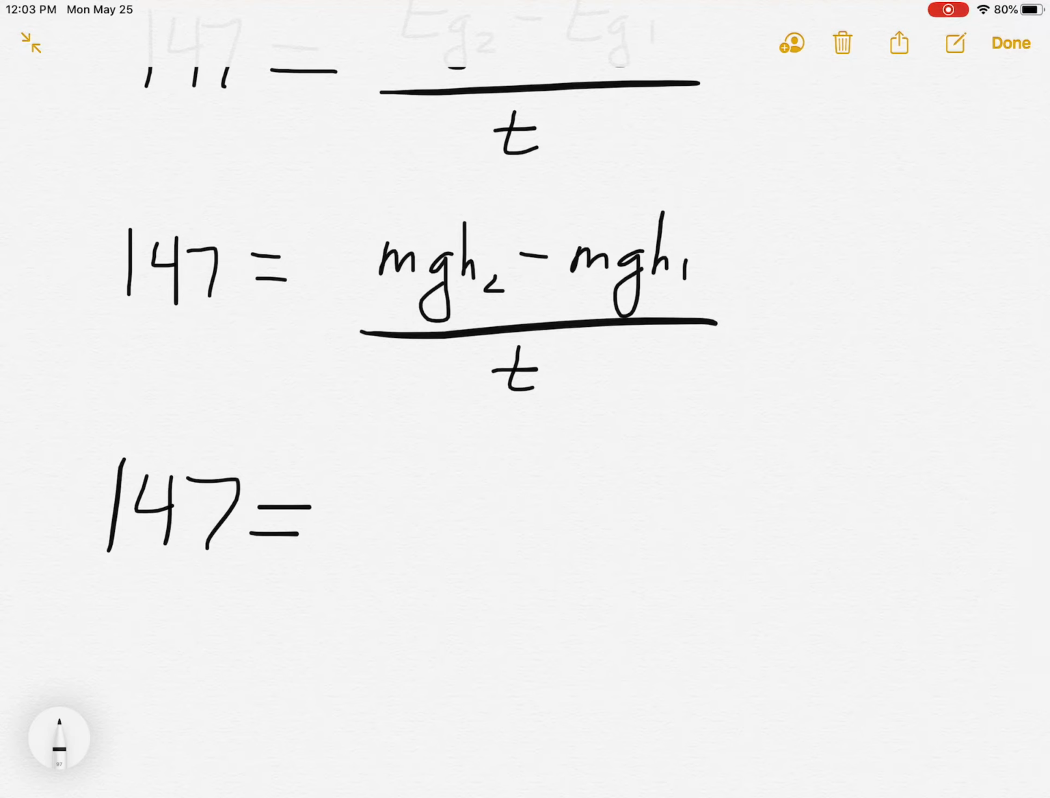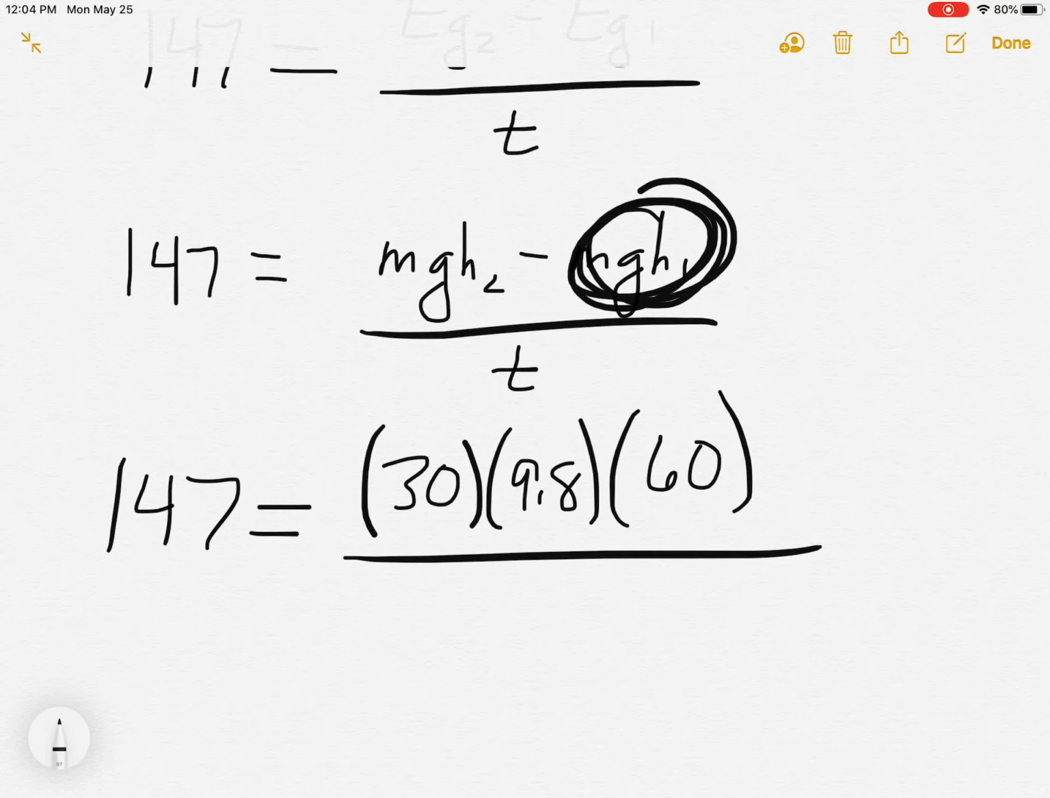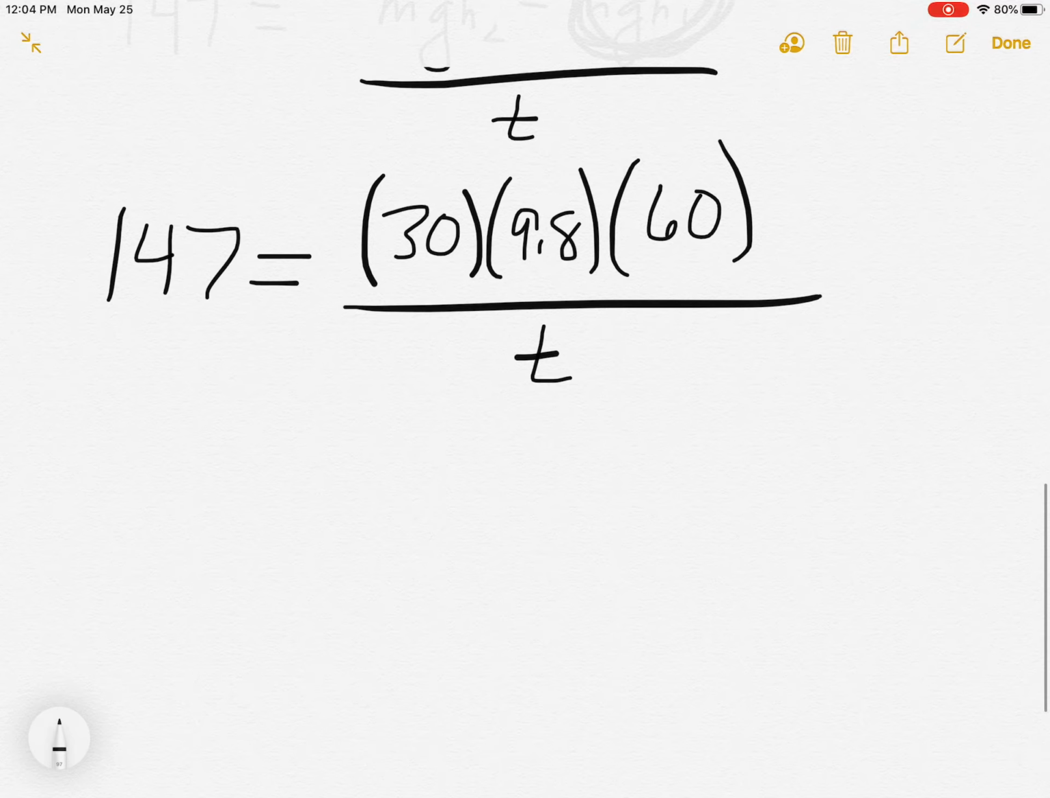Okay, 147, I can put in, well, let's think about this. At the bottom of the stairs in position 1, it's 0. This is actually a 0, isn't it? Because height 1 is a 0 at the bottom of the stairs. So it's really just the height of the stairs. So her mass was given as 30 kilograms. And gravity is 9.8. And the total height of the stairs is 60 meters. So this is how a lot of people solve this question. And now you just find out T, right?